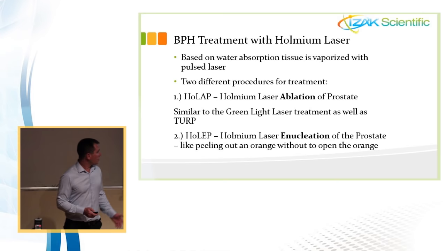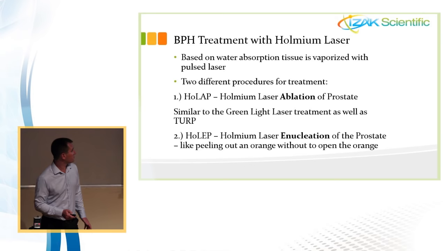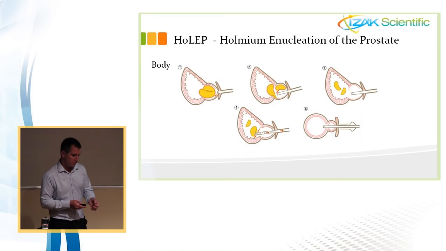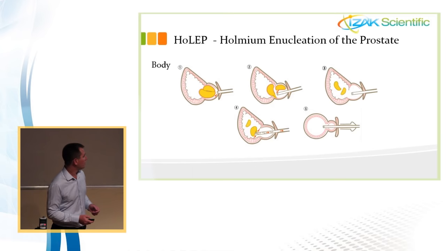There is a more interesting application. It's called HoLEP, which is Holmium enucleation of the prostate. It's like peeling an orange, but from the inside out. How does it work? First, it's just a straight fiber that fires straight. It makes it easier for the manufacturer, who doesn't have to manufacture a special fiber every time.